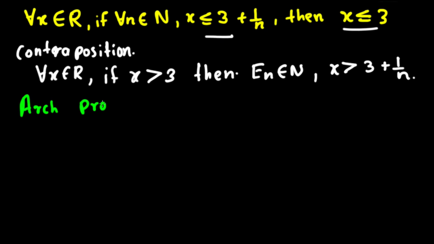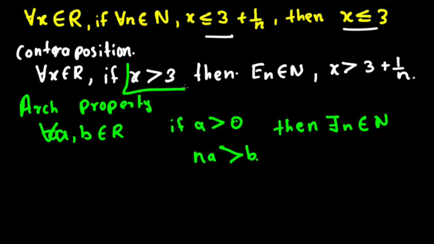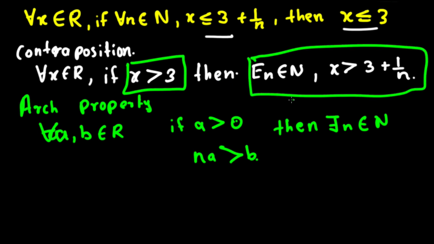Archimedean property says, when we have an a, first we have to say for all a, b belongs to a real number. If a is a natural number greater than 0, then there exists an n belongs to natural number such that na is greater than b. So we are going to use that here, because when we do the contraposition, this is our claim, this is what we want to prove. So we have to use this one to prove this one.